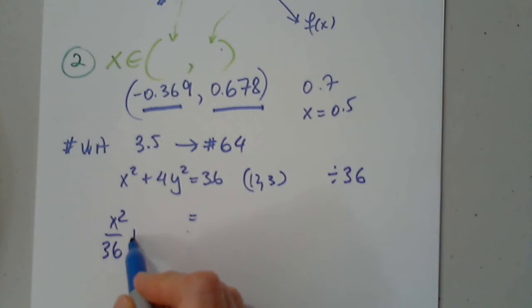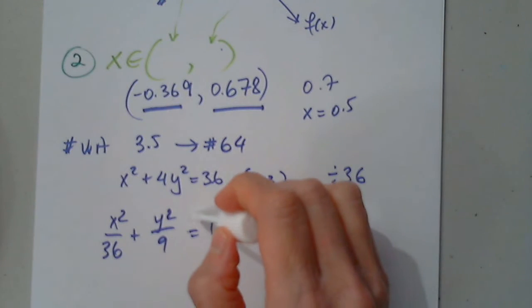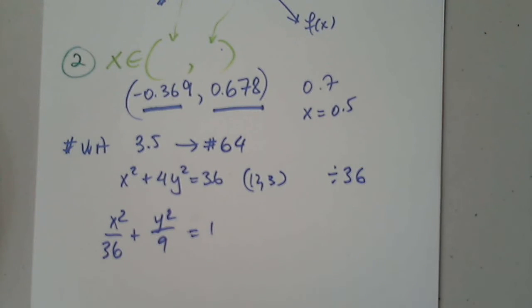x squared over 36 plus y squared over 9 equals 1. Why? Because we need to graph this. We always need to graph to see what's happening here. I know sometimes it's a hassle, but we need to do that most of the time. I wouldn't say 100%, but most of the time.